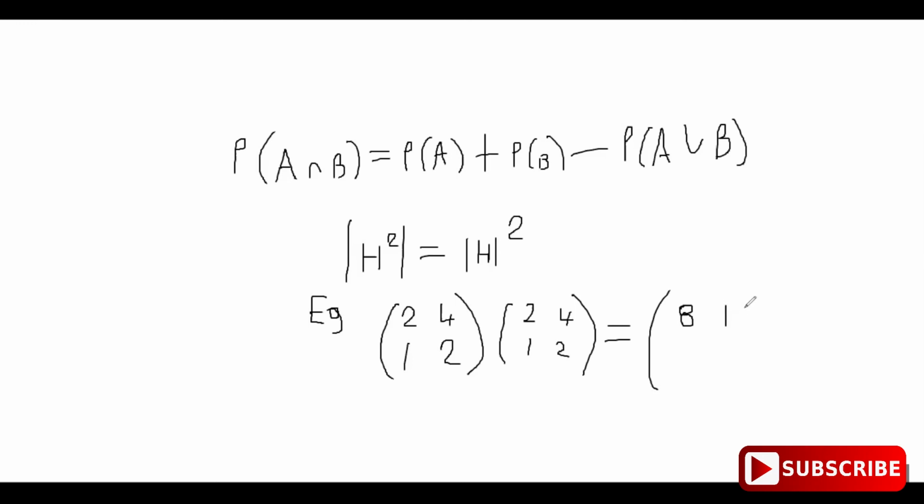This is 16, right? Then what goes here? 1 times 2 plus 2 times 1, which is 4. And then what goes here? 1 times 4 plus 2 times 2, which is 8. I'm just telling you how you go about working it out, you know.